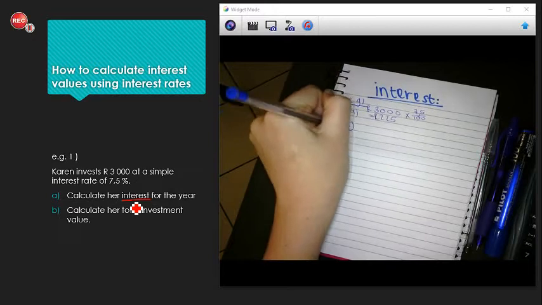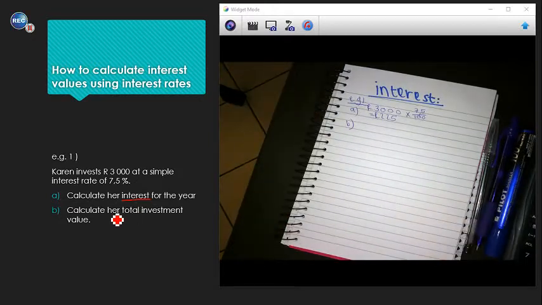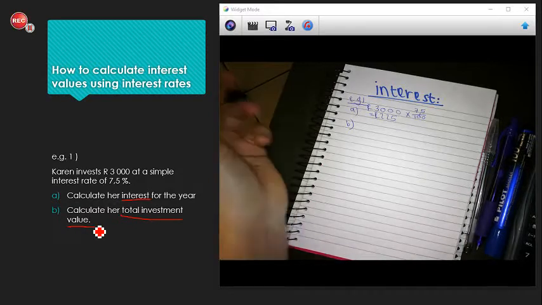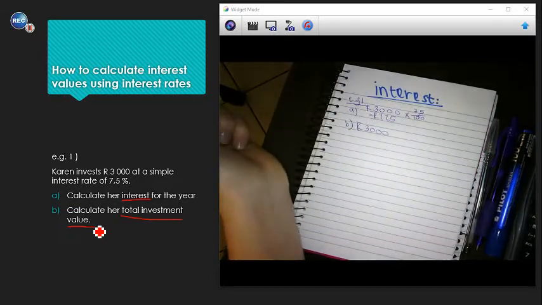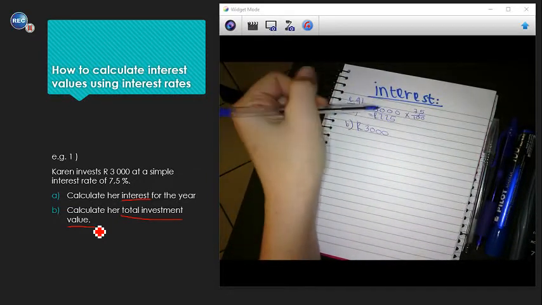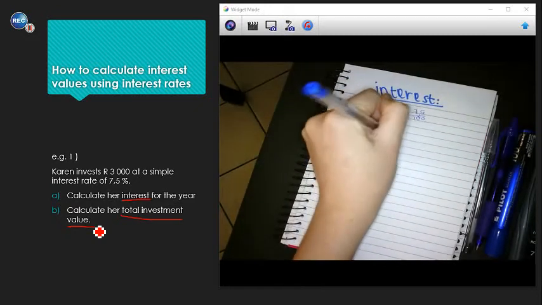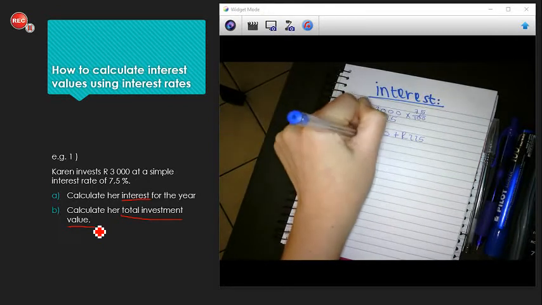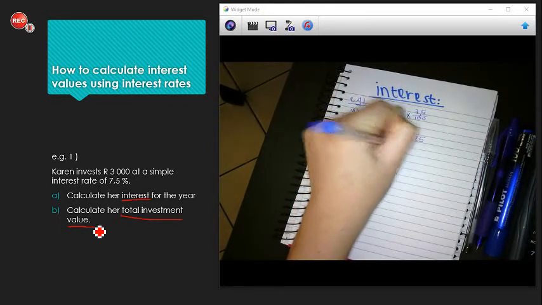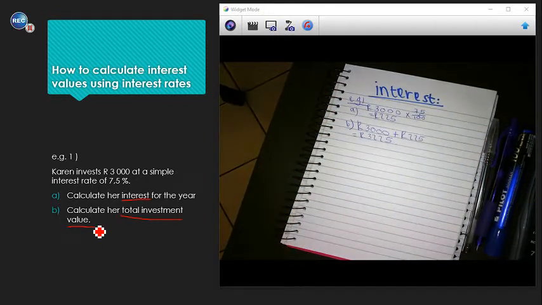Question B. Calculate her total investment value. So now what we need to remember is she invested 3,000 Rand. She got an additional 225 Rand as interest. So we need to add these two together. That gives us a total of 3,225 Rands.